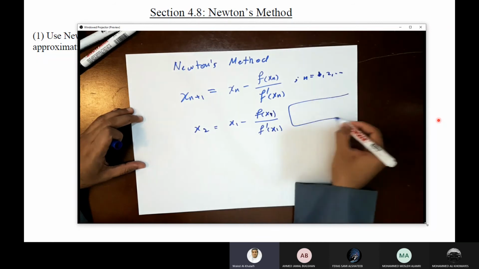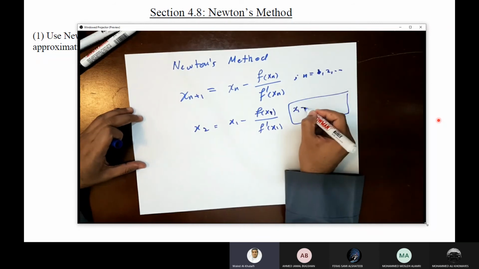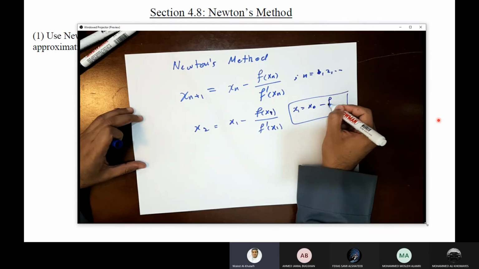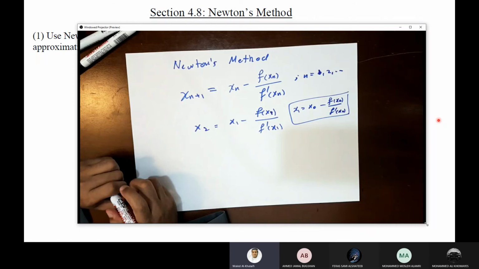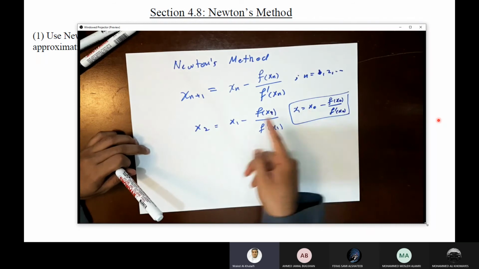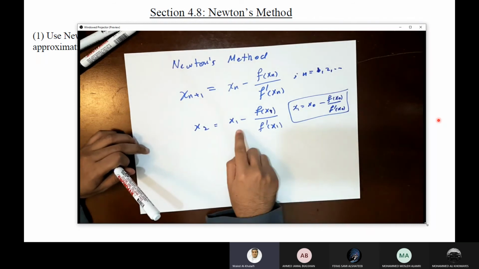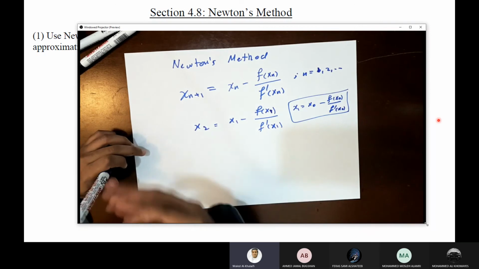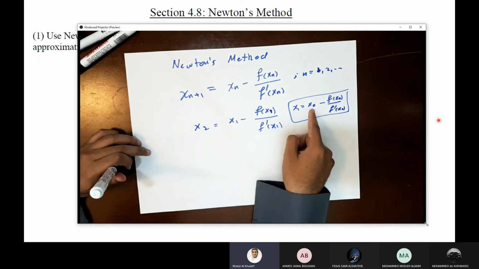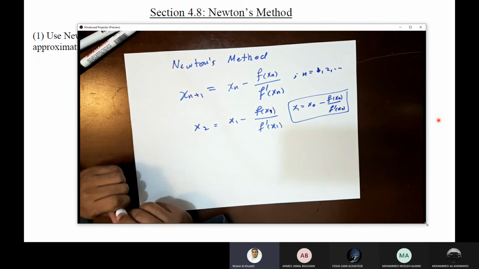Some books start from 0, saying x1 is equal to x0 minus f of x0 over f prime of x0. So some books start from 0, some books start from 1. Our textbook starts from 1, but it doesn't matter. Some questions you may see start from 0, so I hope this will not confuse you.